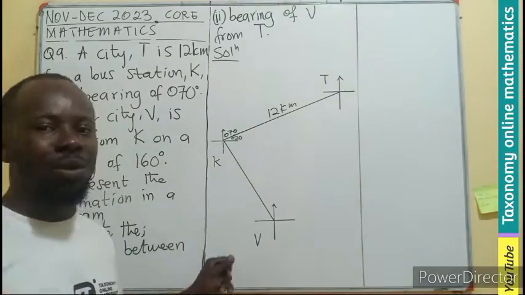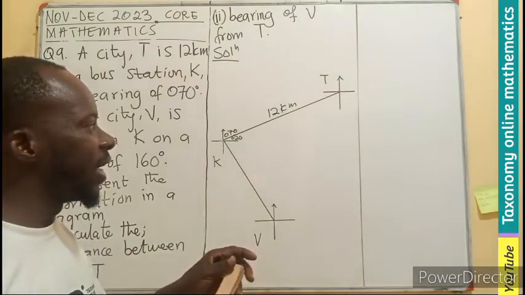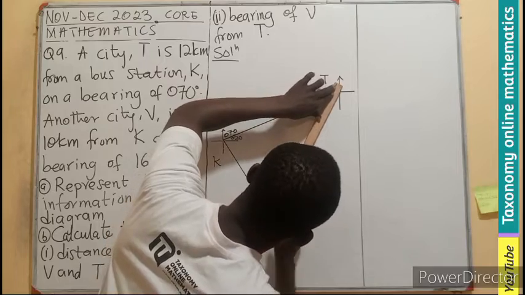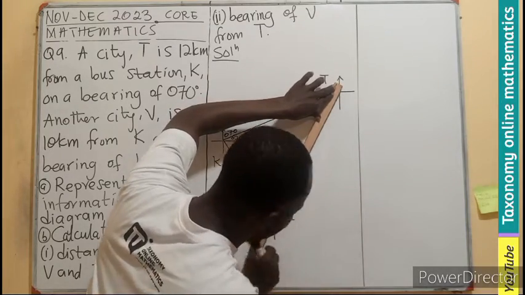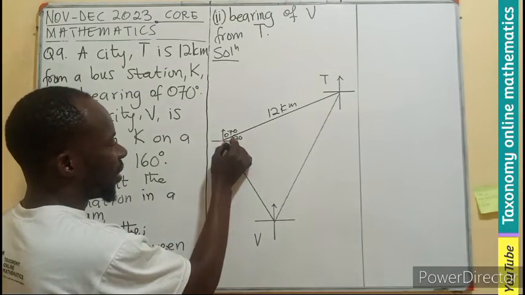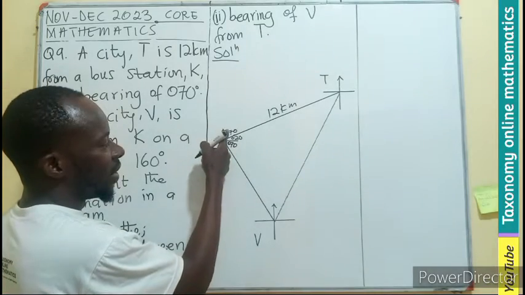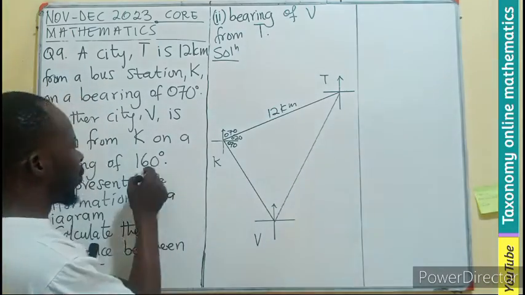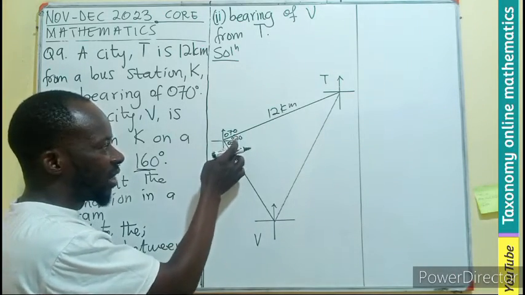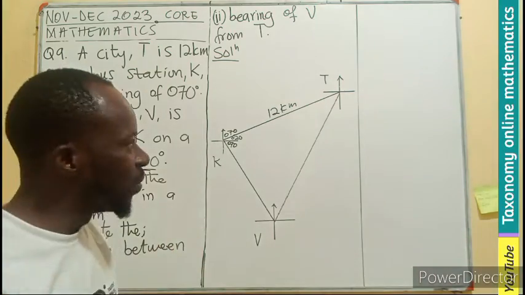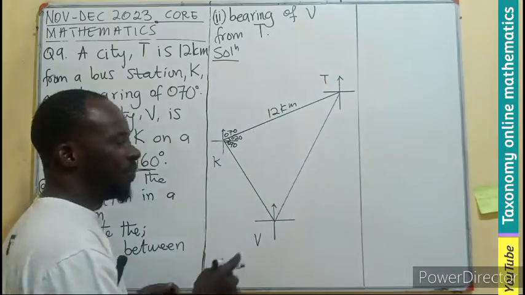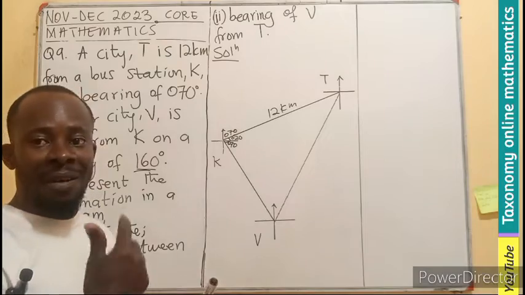So these three towns can be connected to give us a triangle. So let's connect it all the way from there. Good. So now we have that. I can see that this is going to be 70 and 20. So if I add all of this, I get what? 160. But within the triangle, if I add 20 to 70, I will get what? 90 degrees. So that simply means that this triangle KTV is a right angle triangle.